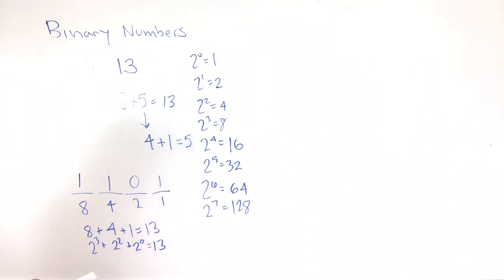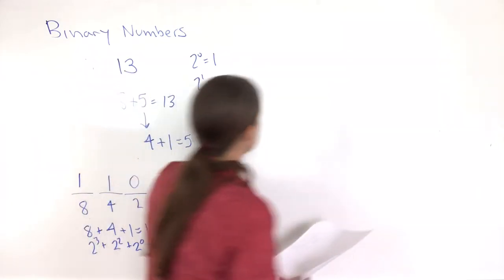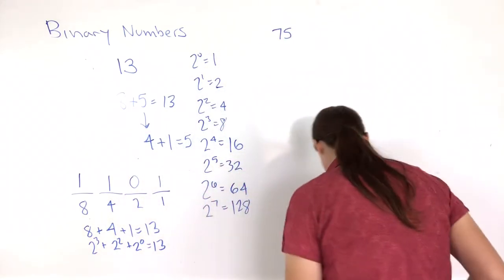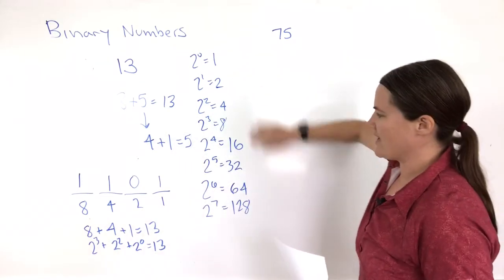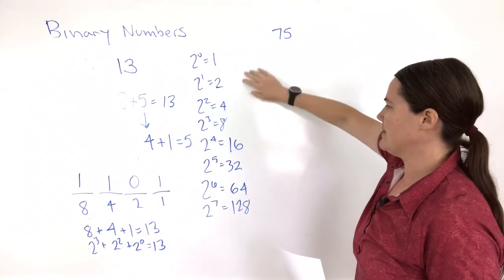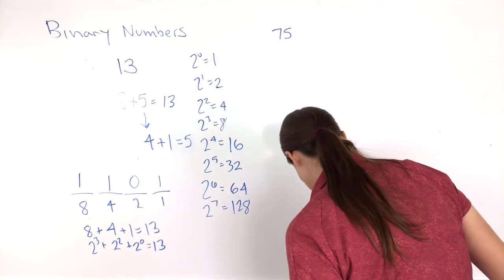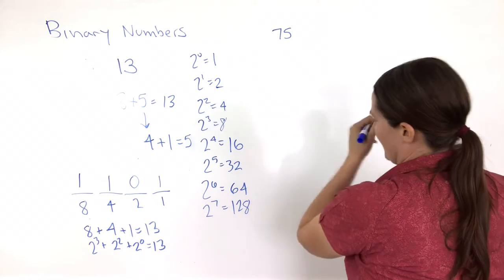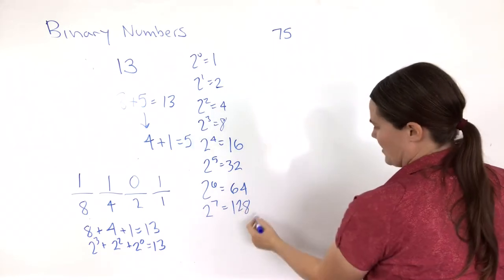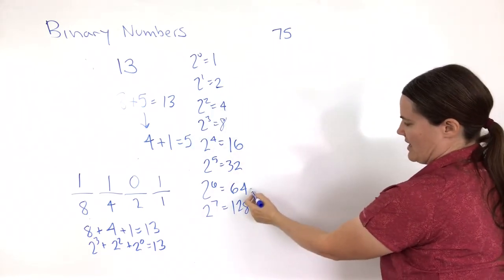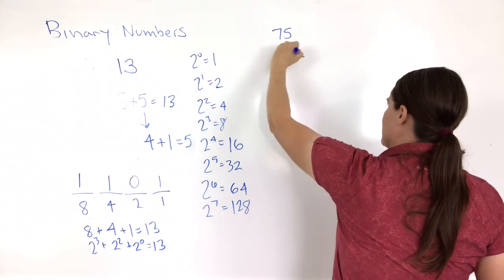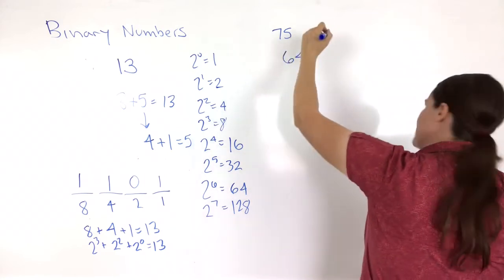So let's do another example. Let's do a little bit bigger number this time. So let's do 75. We already have our chart here of the numbers we're going to use to make the binary number. And so for 75, first of all, 128 is larger than 75, so we know that we need to go back to the 64. So we have 64 plus 11 is equal to 75.